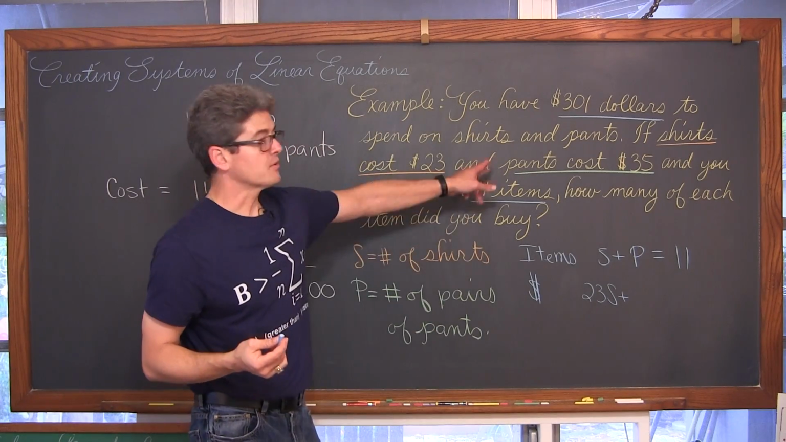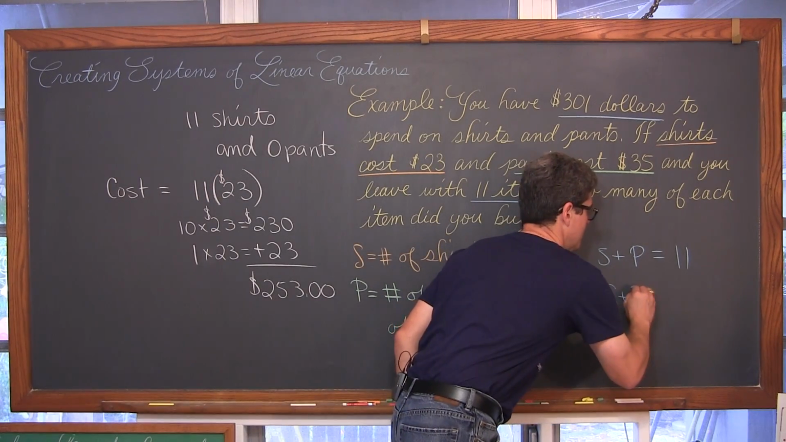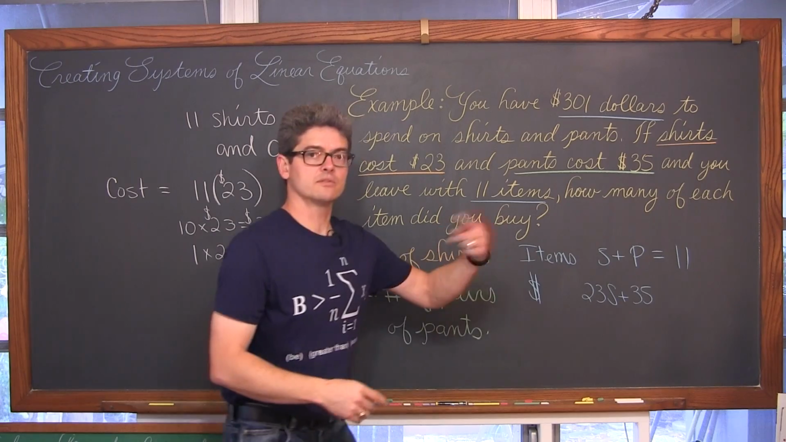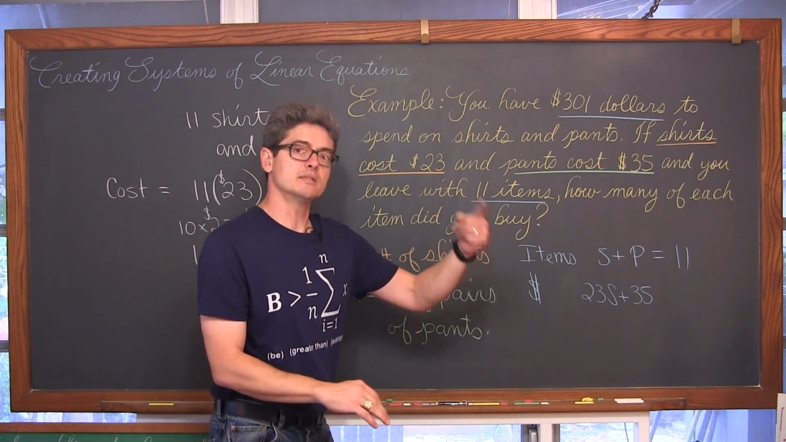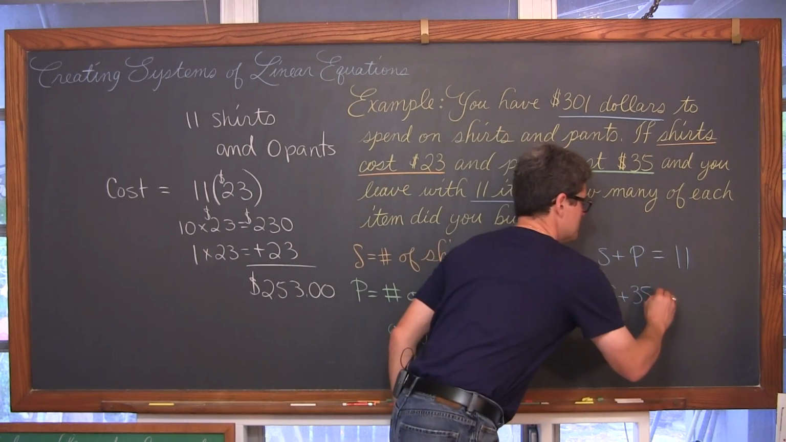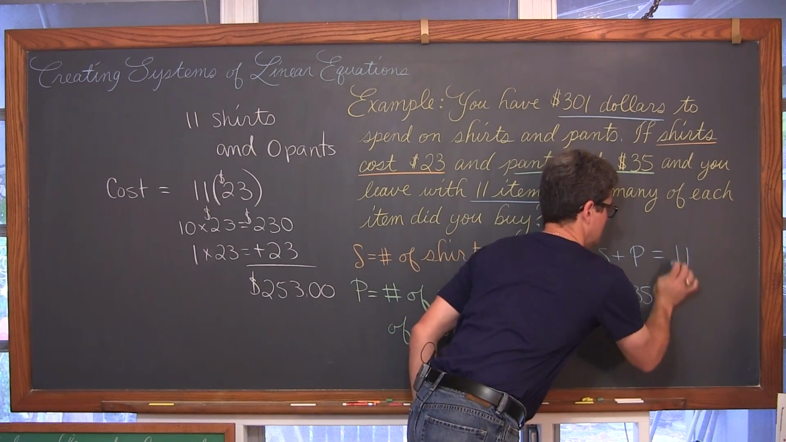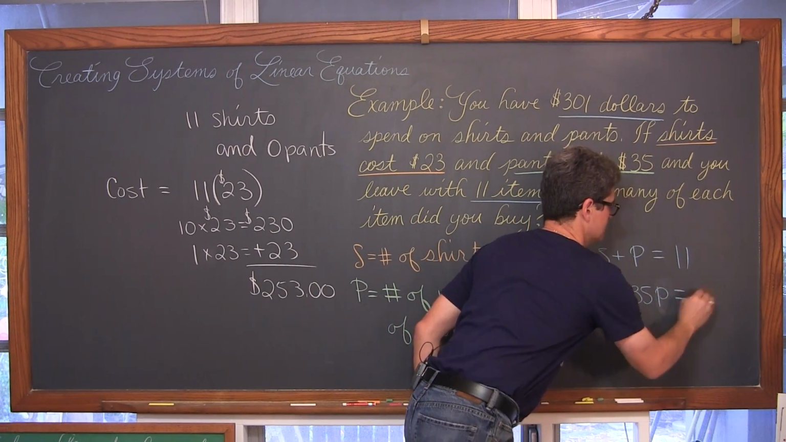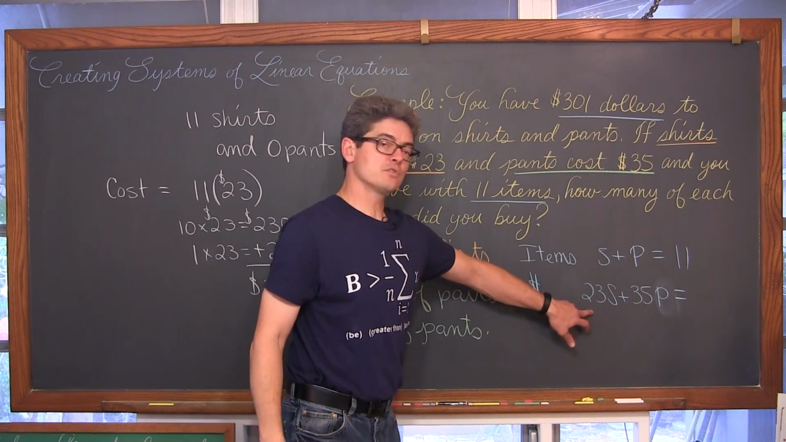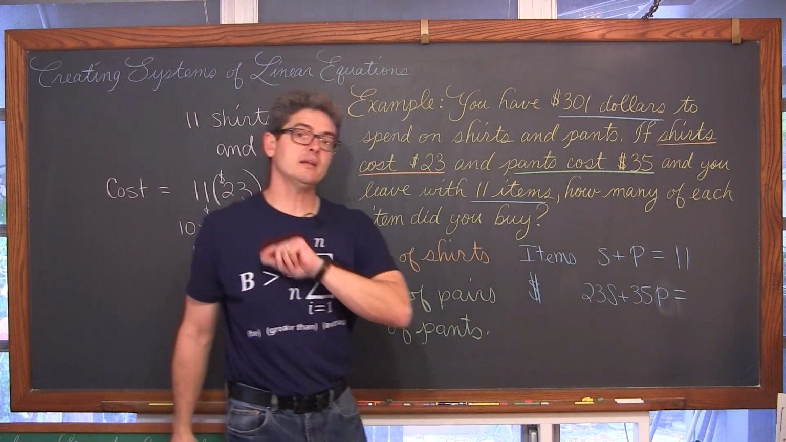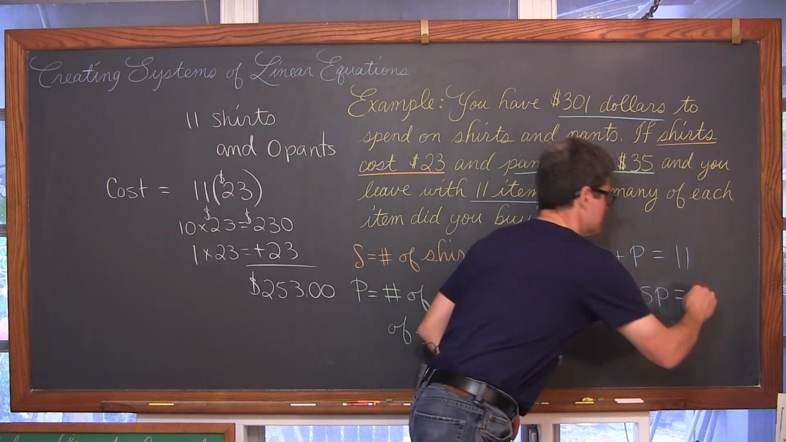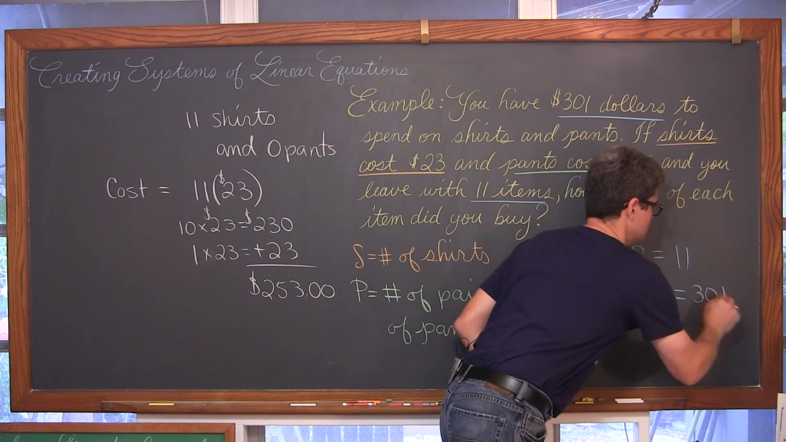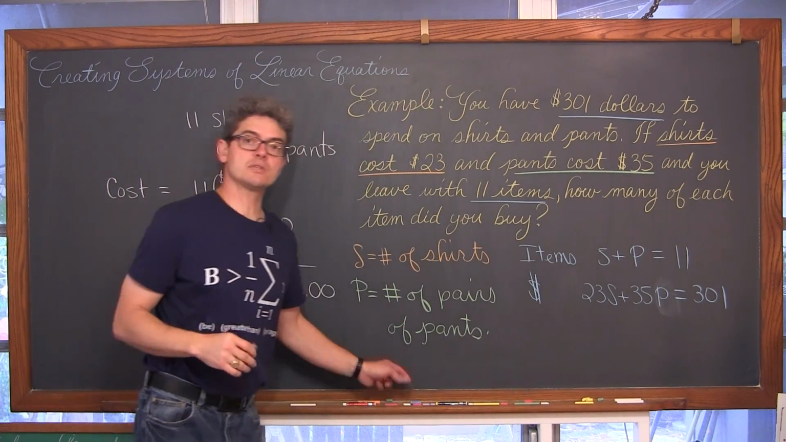Well, pants are $35, and you're going to spend $35 and $35 and $35 for every pair of pants. That repeated addition of 35 is multiplication. Now, the amount of money for shirts plus the amount of money for pants is going to come out to be a total of $301. And that is your system of equations.